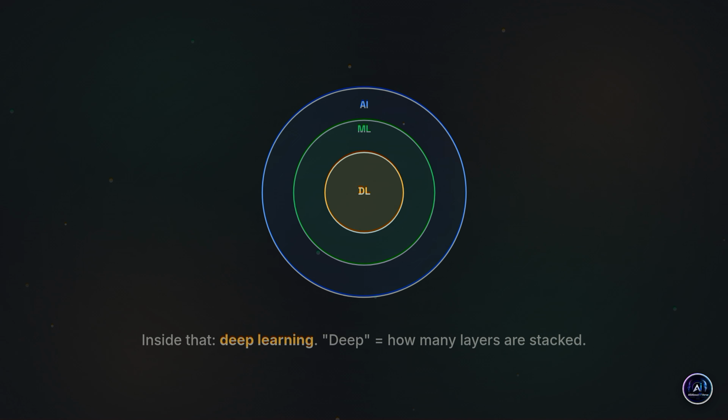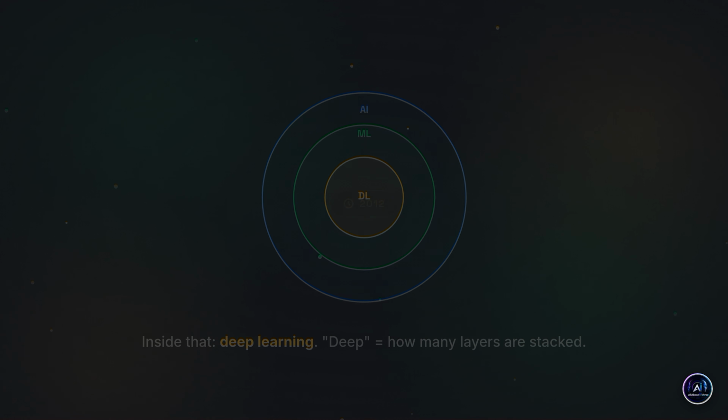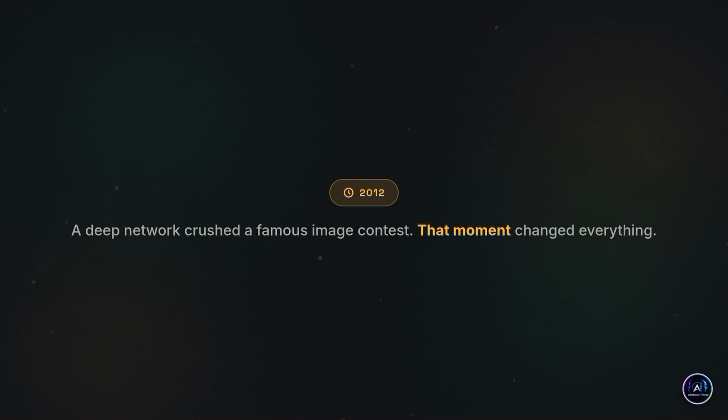Inside that is deep learning. It's a specific kind of machine learning that uses neural networks with many layers. Deep literally refers to the number of layers stacked on top of each other. Deep learning existed in theory for decades, but it only became practical around 2012, when a deep network dramatically outperformed everything else at recognizing images in a famous public competition. That moment changed the entire field.